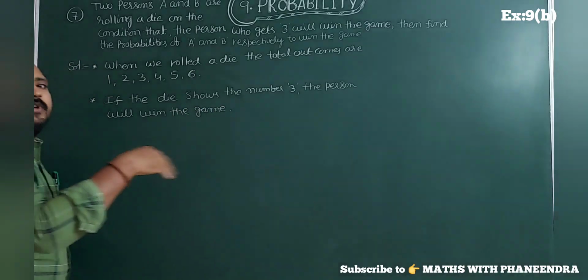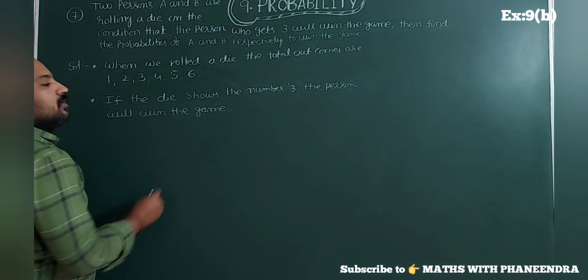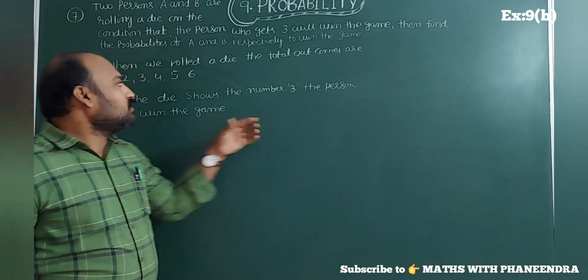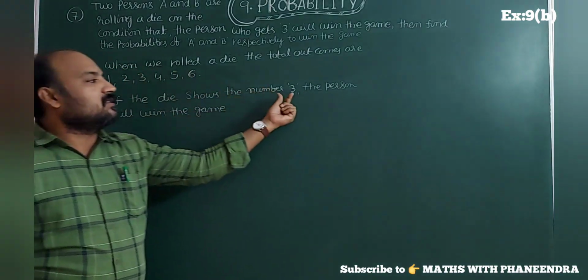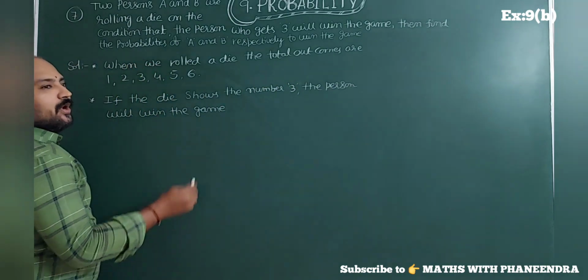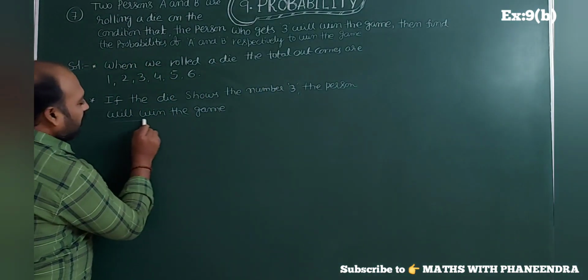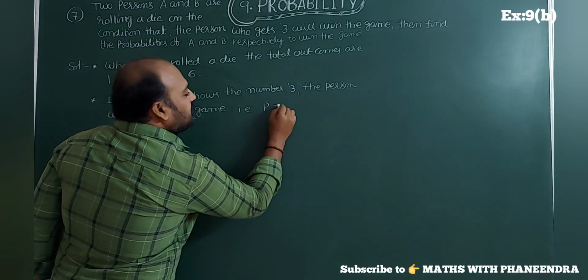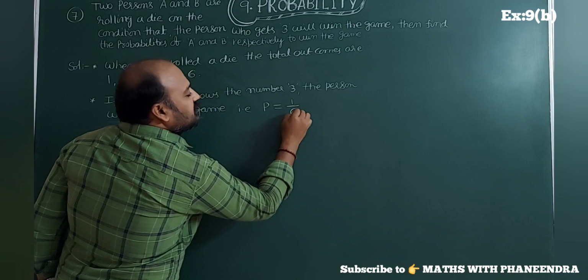Otherwise, we know that the person will fail. So, what are the possibilities to get the number 3? Out of 6 possibilities, to get the number 3 is only one time, no? So, it will be success. Why? Because here will win the game, they are saying. That is, I am considering P is equal to 1 by 6.